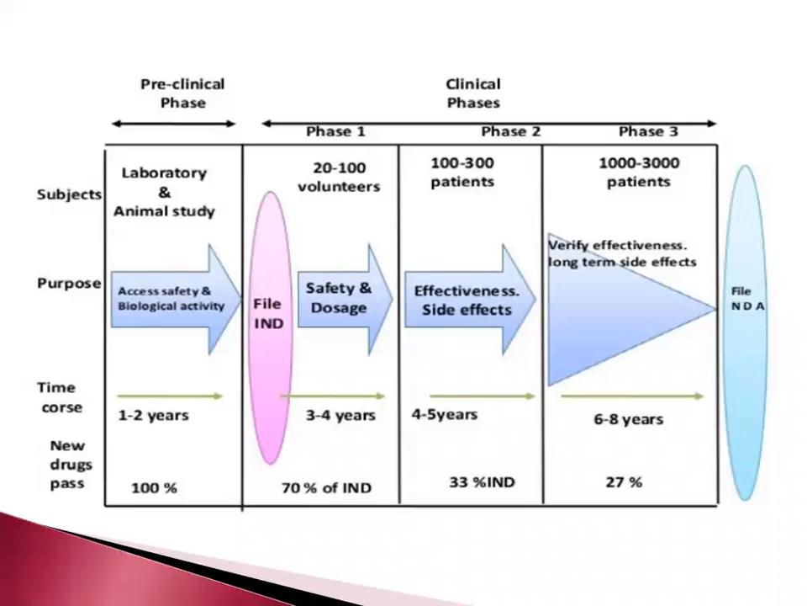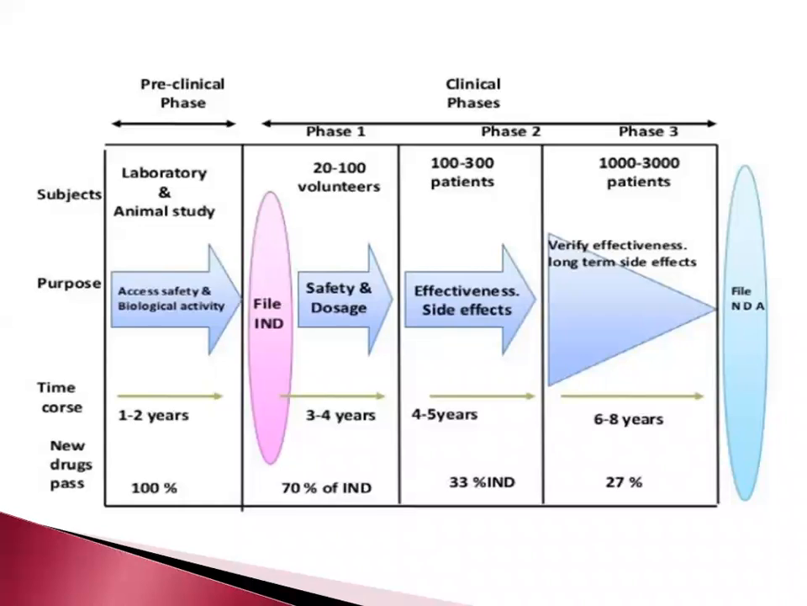Then we have the second phase, that is phase 2. Here we are using around 100 to 300 patients for the study. We are checking the effectiveness of that particular chemical compound and side effects. It also requires 4 to 5 years to complete the study, and around 33% of IND applications get passed through this. So out of that 70%, around 33% get passed to phase 3.